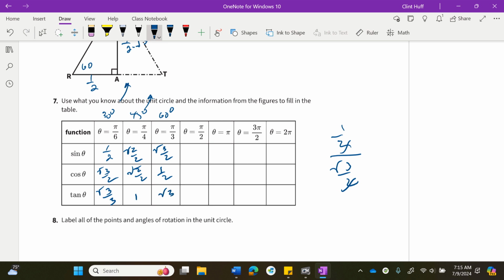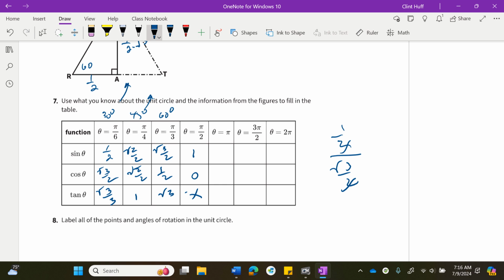For pi over 2, we'll use our unit circle for this one. Pi over 2 is (0, 1). So the y value is 1, the x value is 0, and 1 over 0 is undefined. We don't get any tangent for that one.